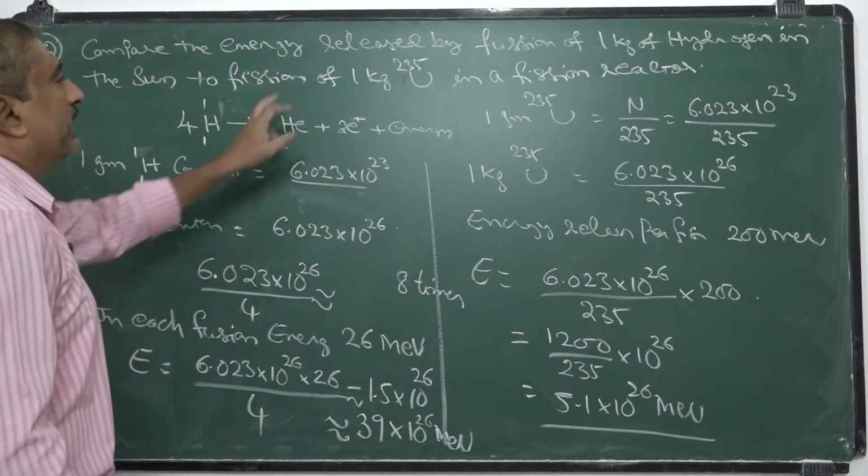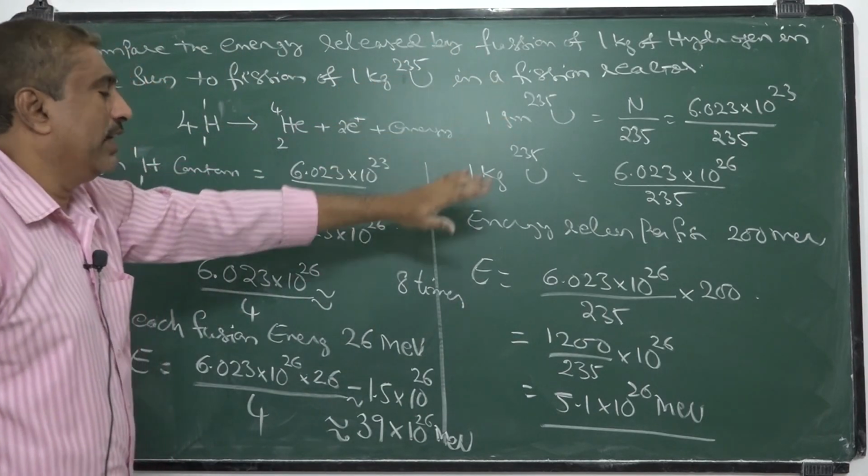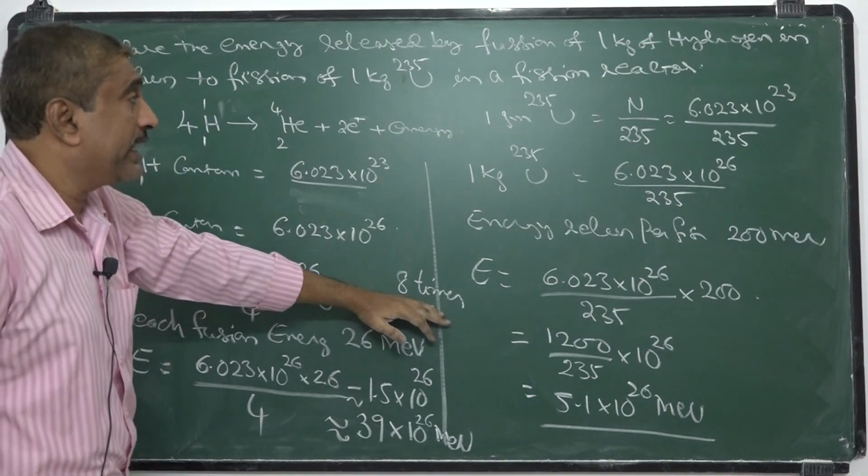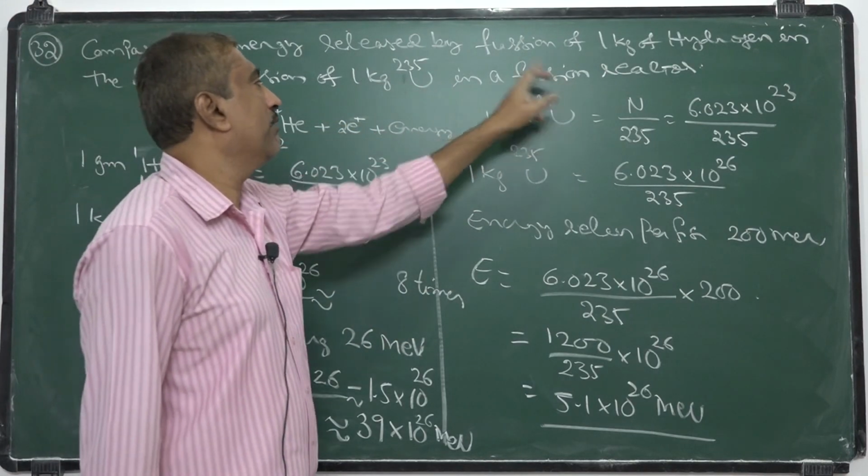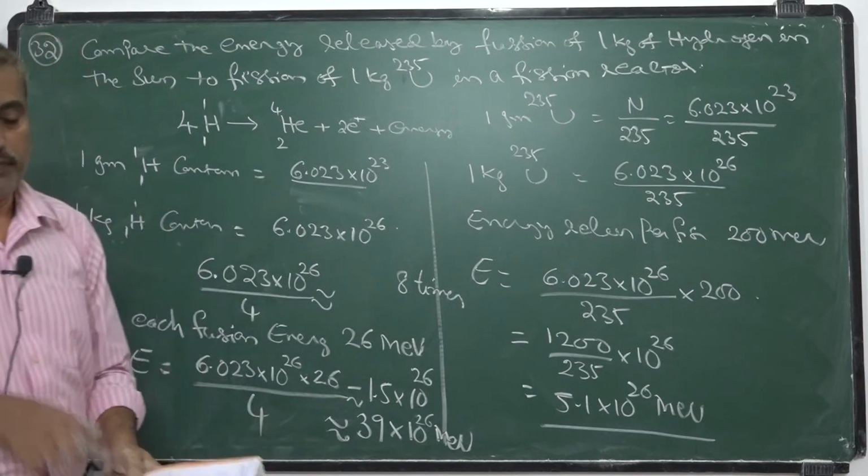So the energy released by the fusion of 1 kg of hydrogen is approximately 8 times that of the fission of 1 kg of uranium-235. Okay, sir.